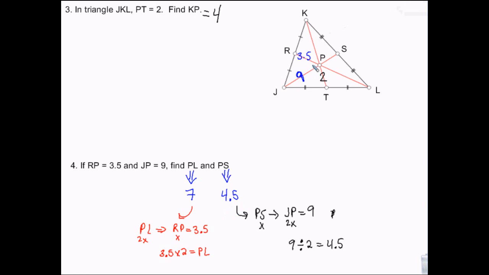On this particular triangle, I wasn't told that P is a centroid, but the way I knew it was a centroid is that I went from a vertex to a midpoint on all 3 sides. So that told me medians, which told me centroid.